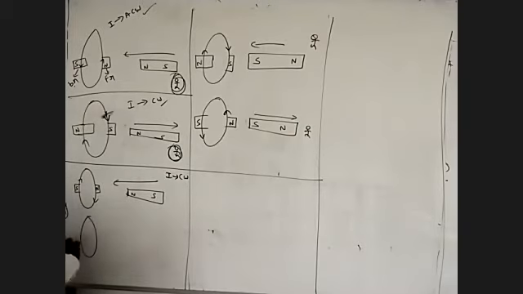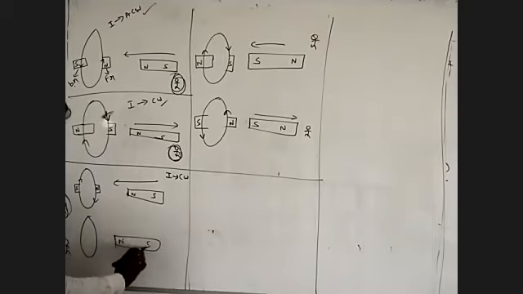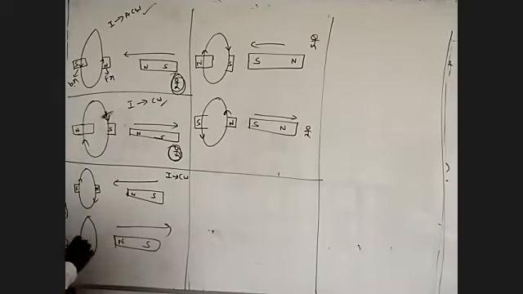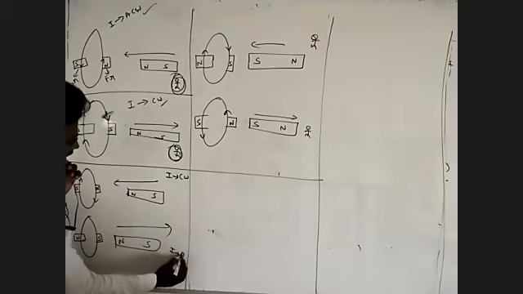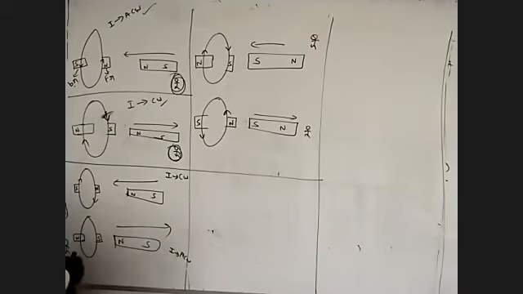Now one more. The observer is standing at the backside of the coil. The north pole of the bar magnet is moving away from the coil. Now the front part of the coil acts as a south pole, and the backside acts as a north pole. Now the current is in the anti-clockwise direction. Anti-clockwise means this is your current.